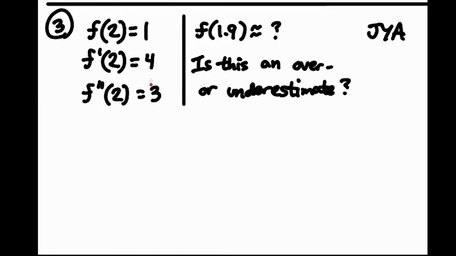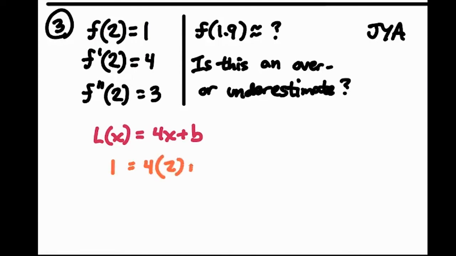Here we go. First step is to find L of x, just like we have been doing. So L of x is equal to, well, in this case, the slope is 4, so it's going to be 4x plus b. We're going to use the original f equation, the non-derivative, with f of 2 equal to 1, to figure out what that b is. So b is equal to -7. So your L of x equation is L of x equals 4x minus 7.